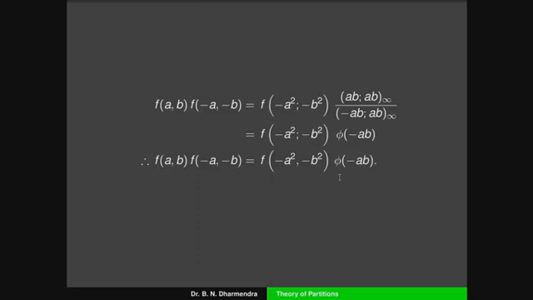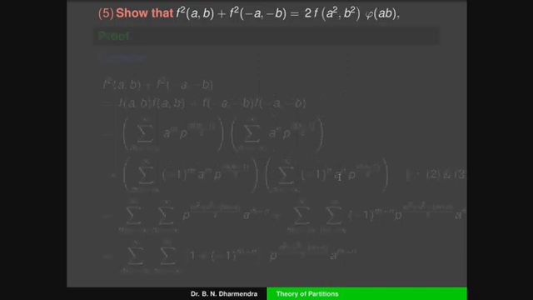We have to move on to the next result, that is the fifth one. That is, f square of a comma b plus f square of minus a comma minus b is equal to 2 times f of a square comma b square into phi of ab. So now here we are using the second and third results.